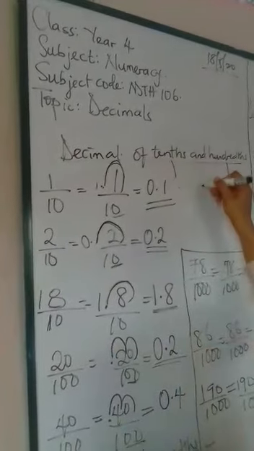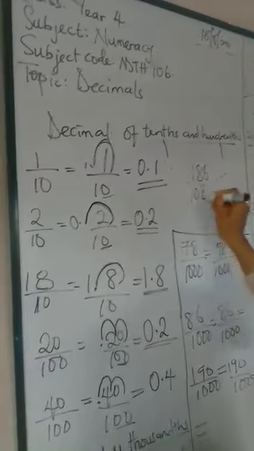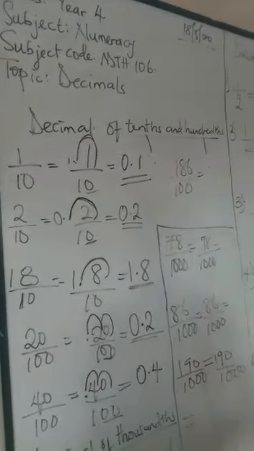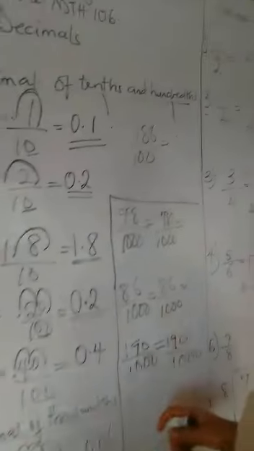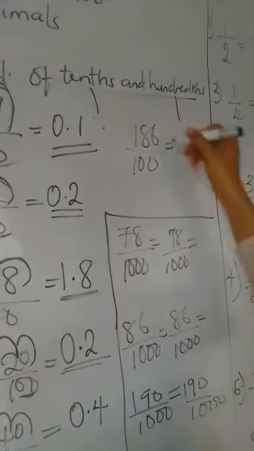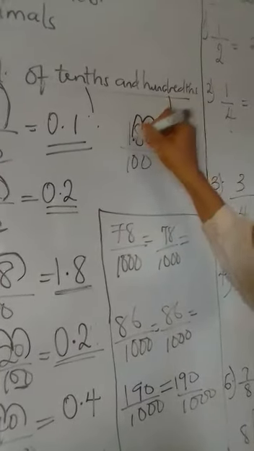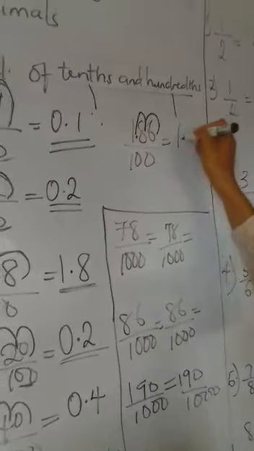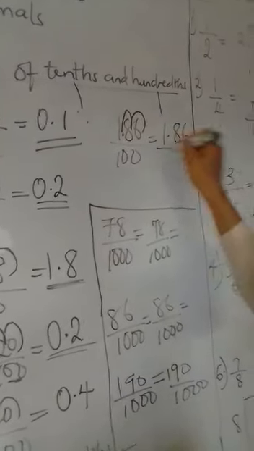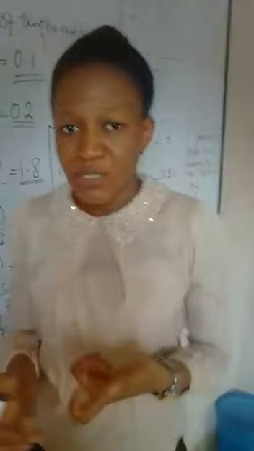Okay, if I have, for example, 186 over 100, and I want to give my answer in decimal, I'll move my decimal point 1, 2. And my answer becomes 1.86. So the basis here is that you move your decimal point according to the number of zeros.